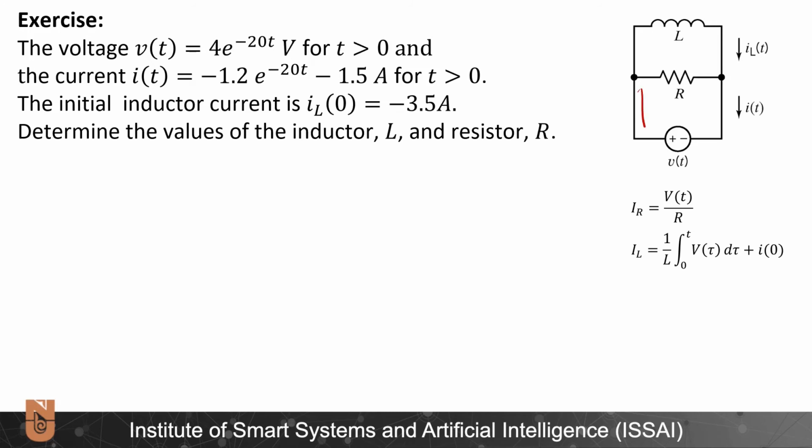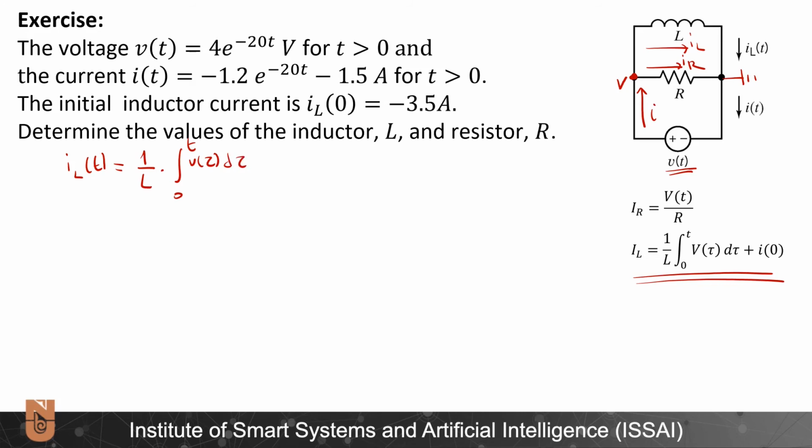Alright, now here this current I is entering this node, this current IR is getting out, this current IL is getting out of this node as well, and here in this node, due to this voltage source, I have the voltage V, assuming I have the reference node here. Now I think I will start by finding what is IL as a function of t, which can be found using this relation: 1 over L integral from 0 to t of v(tau) d tau plus IL(0).